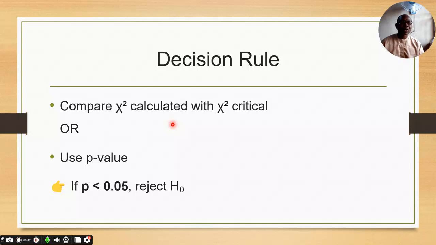Of course, that is when we are comparing the chi-square value. Sometimes we may choose to use the p-value, but it is only when the p-value is less than 0.05 that we consider rejecting our null hypothesis.